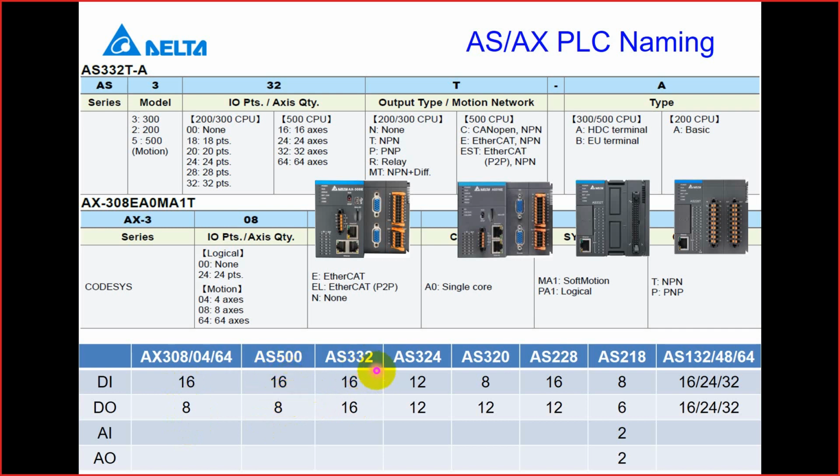Then this one is for AS3 32, then both 16, AX3 24 is both 12, then AX3 20 8 input and 12 output, then AS228 16 input and 12 output. Final will be the AX218. So this one is basically 8 and 6.